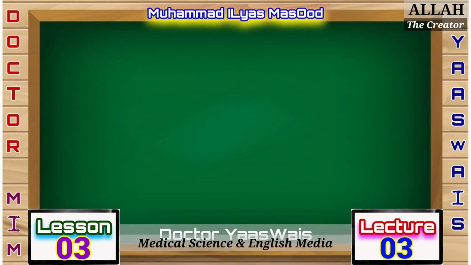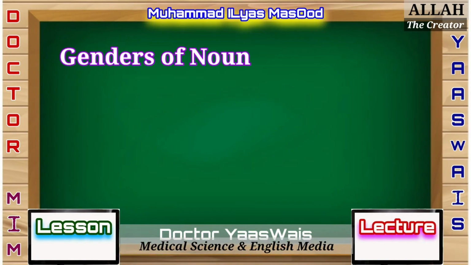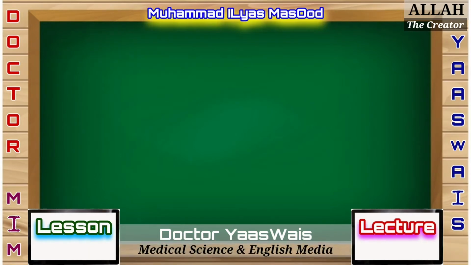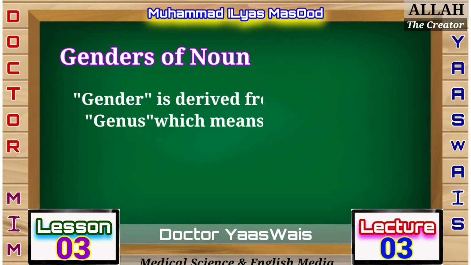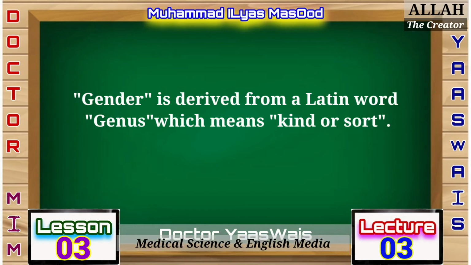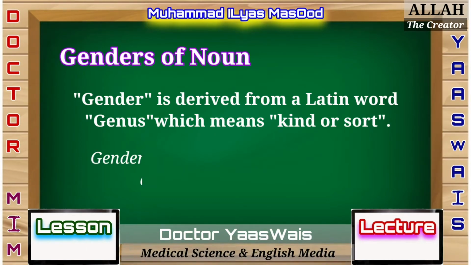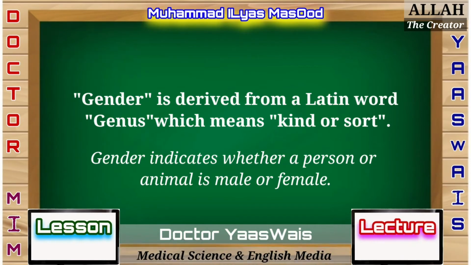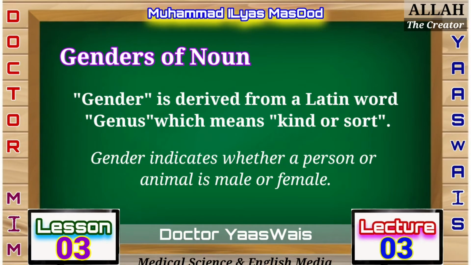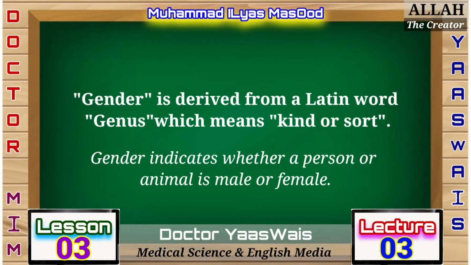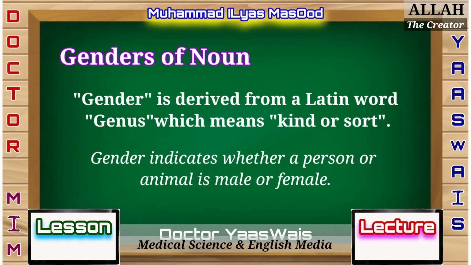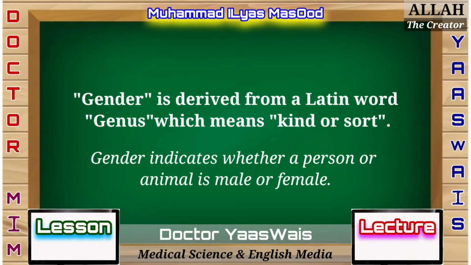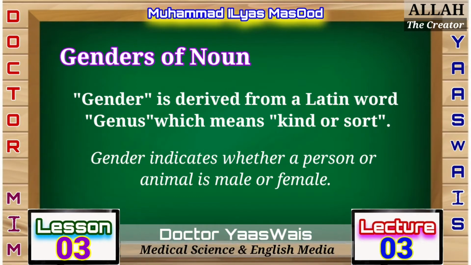Genders of noun. Genders of noun is an important and beneficial topic as it increases your vocabulary. Gender is derived from a Latin word genus, which means kind or sort. As gender indicates whether a person or animal is male or female. By having only male and female, the genders of noun types are not limited to only two. There are four genders of noun, which are going to be discussed one by one in details.